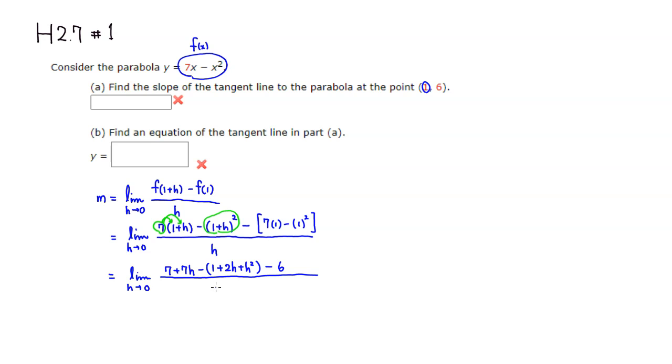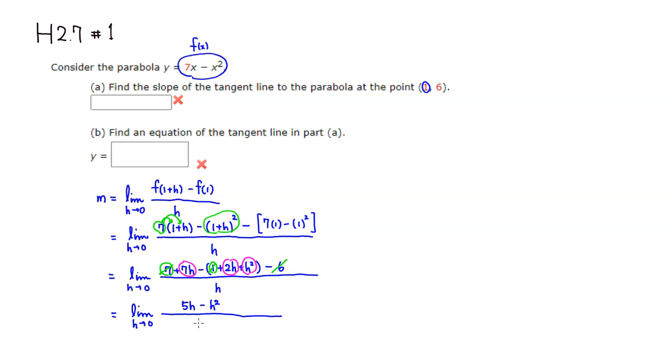All of that is over h. Let's see if we can simplify. There's a 7 here and a minus 6, so you can cancel the 7, the negative 1 and the negative 6. Then we collect like terms. Limit as h approaches 0: we have 7h and minus 2h, which is 5h, and then we have a minus h squared.